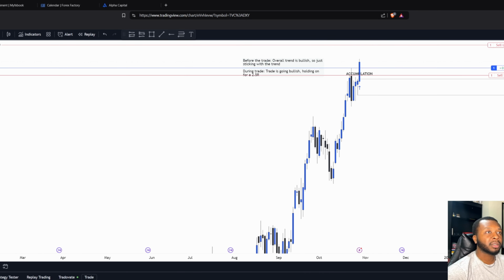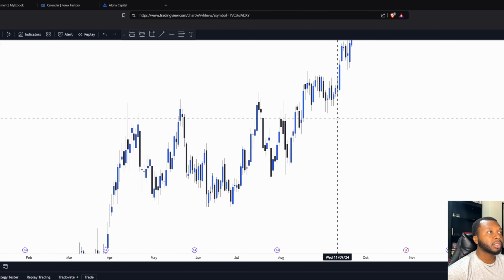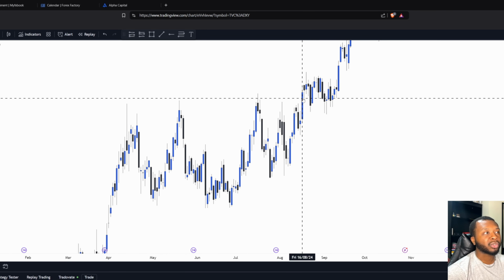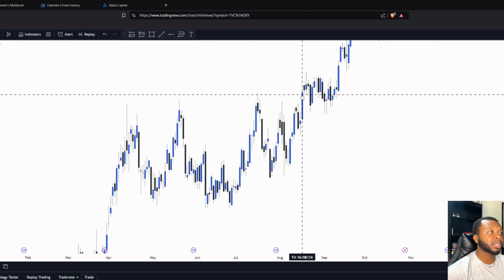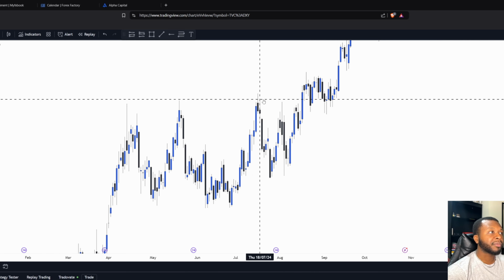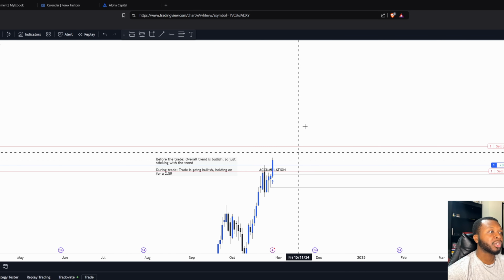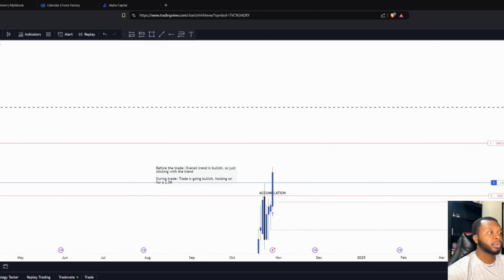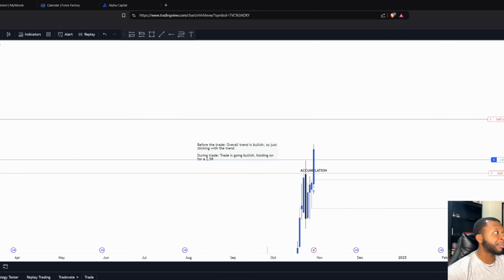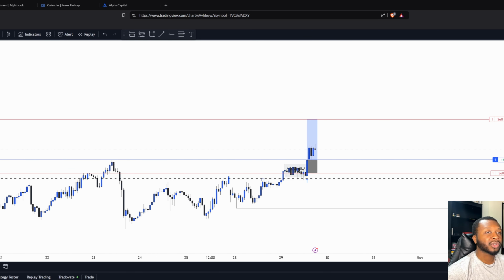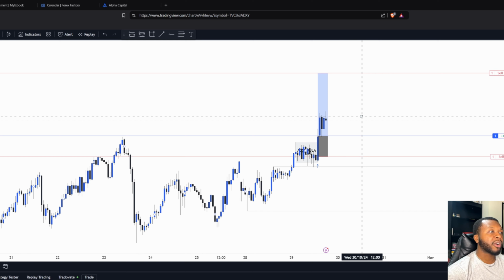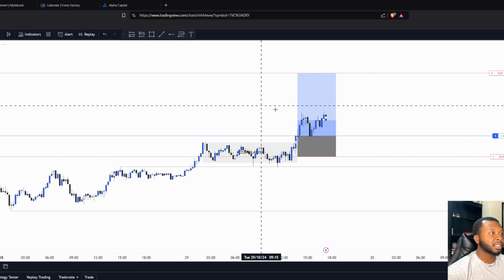So on the daily, price has been very much bullish. We can actually date this all the way to the 16th of August. When price broke above this high, it continued to go bullish and has been going bullish ever since. So that is the key to finding high probability trades. You just want to follow the trend, wait for the right market conditions, and just be patient.